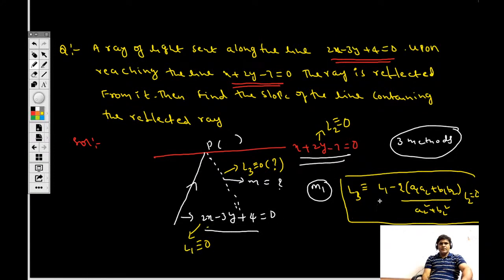L1 is this line only. Here 2x minus 3y plus 4 minus 2 times (a1a2 plus b1b2), that is 2 into 1 plus minus 3 into 2, by a2 square plus b2 square, that is 1 square plus 2 square, that is 5, into L2. L2 is this second line, x plus 2y minus 7. Just substitute, then you will get the reflected ray. Then we can write the slope directly from that reflected ray.